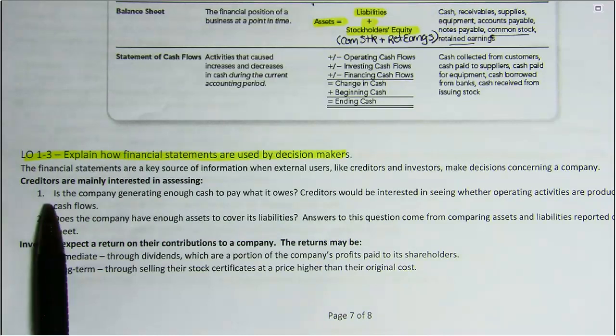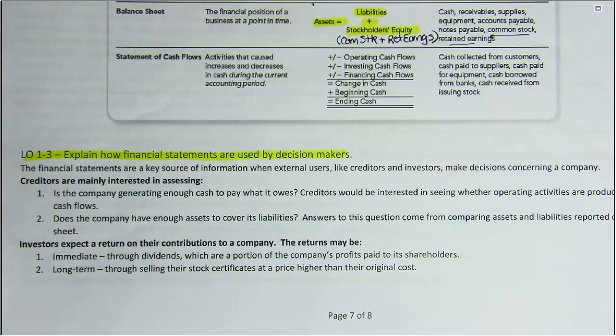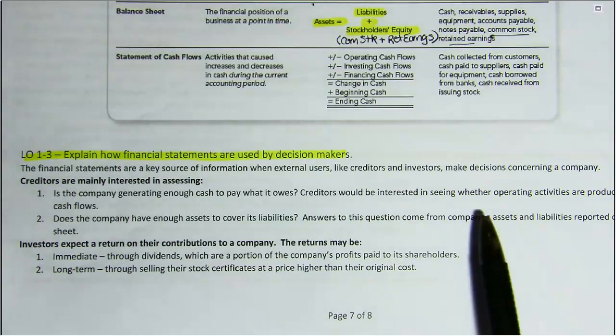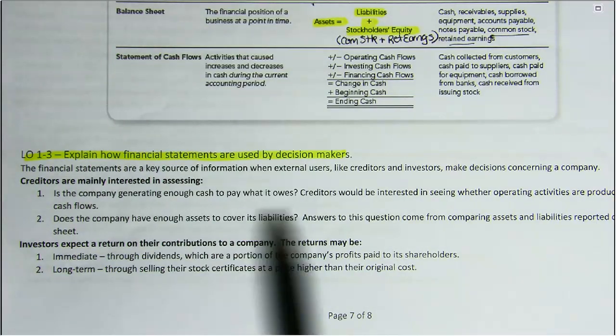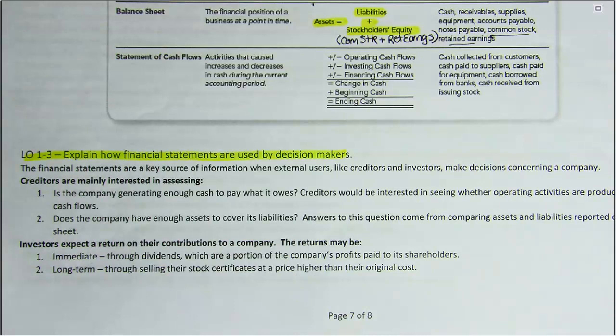For creditors, they're mainly interested in assessing if the company is generating enough cash to pay what it already owes. So if the company owes them money, they're going to be looking to see if it's in compliance with the loan agreement. And if the company is seeking a loan, they're going to look to see if the company has enough cash to pay what it owes other creditors. Creditors would be interested in seeing whether operating activities are producing positive cash flows. So they're looking to see whether they have enough assets to pay their liabilities, which they could find on the balance sheet, and they're also looking at the statement of cash flows.